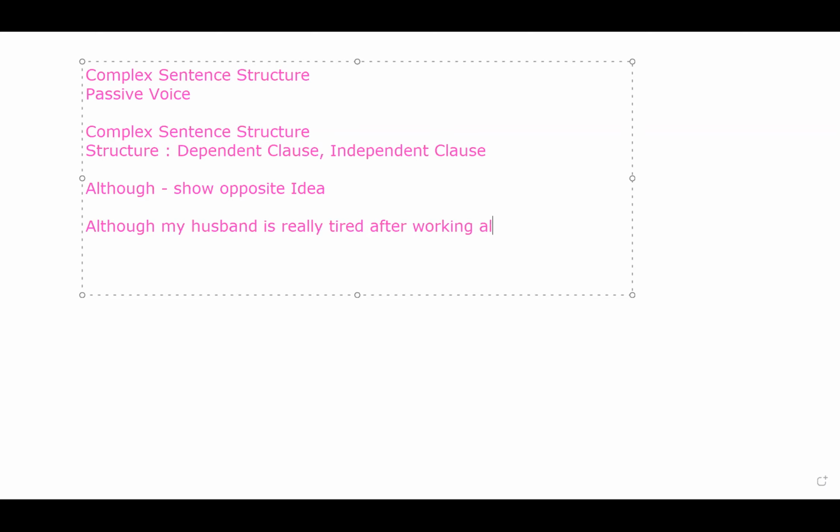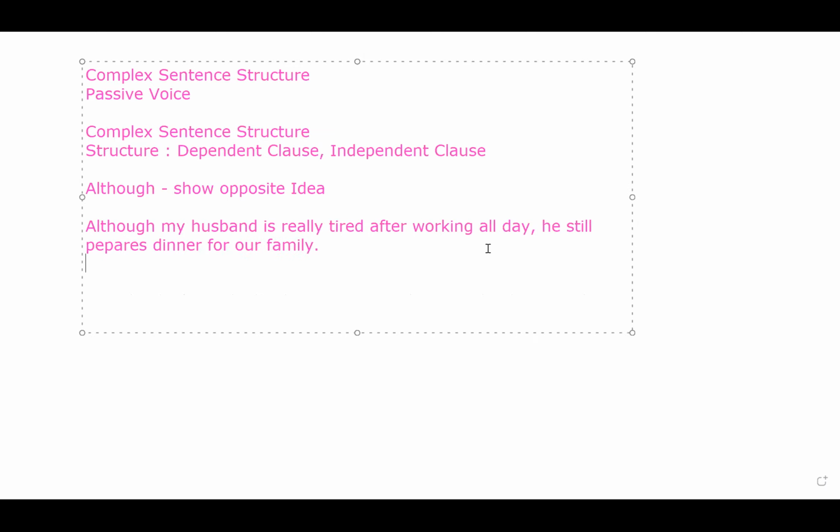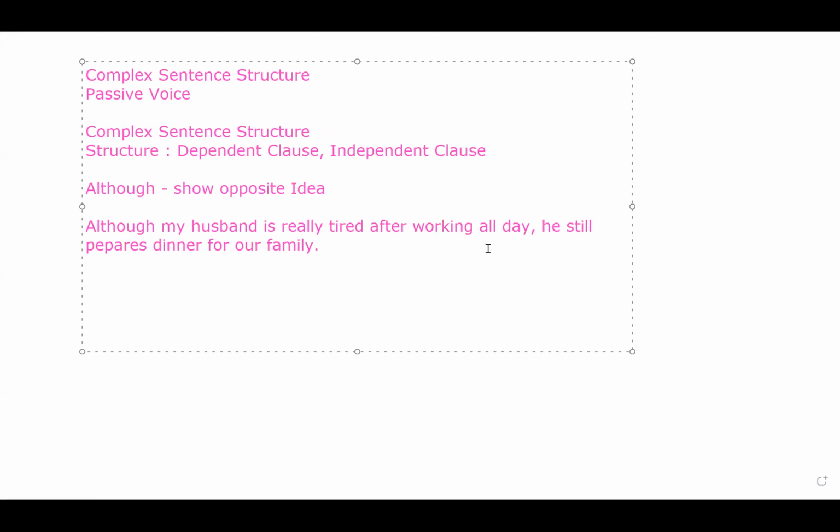Although my husband is really tired after working all day, he still prepares dinner. That's good, a good husband. It started with although, so maybe this is a complex sentence. Yes. Can you make one more different one? Then I will tell you whether it is complex or compound.